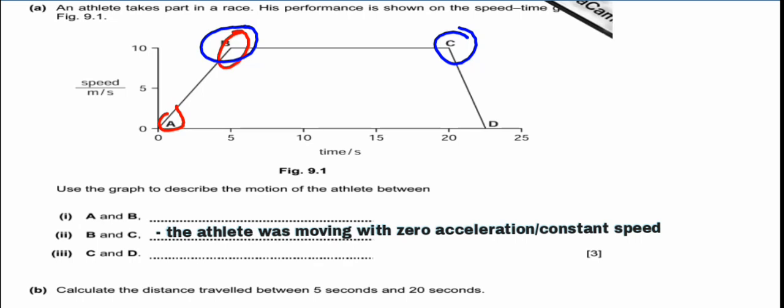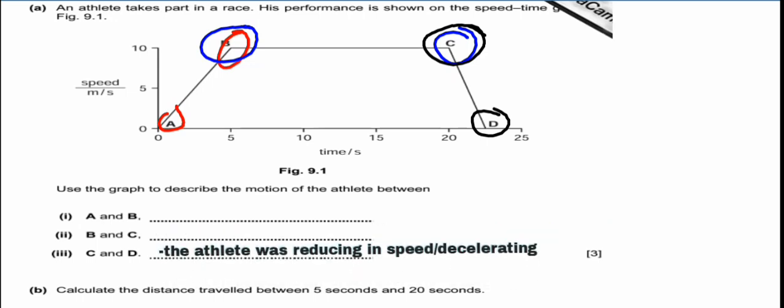Okay? Then as for Roman numeral number 3, C and D, this point here up to D, what was happening here? The athlete was reducing in speed, or the athlete was decelerating. So those are the answers.